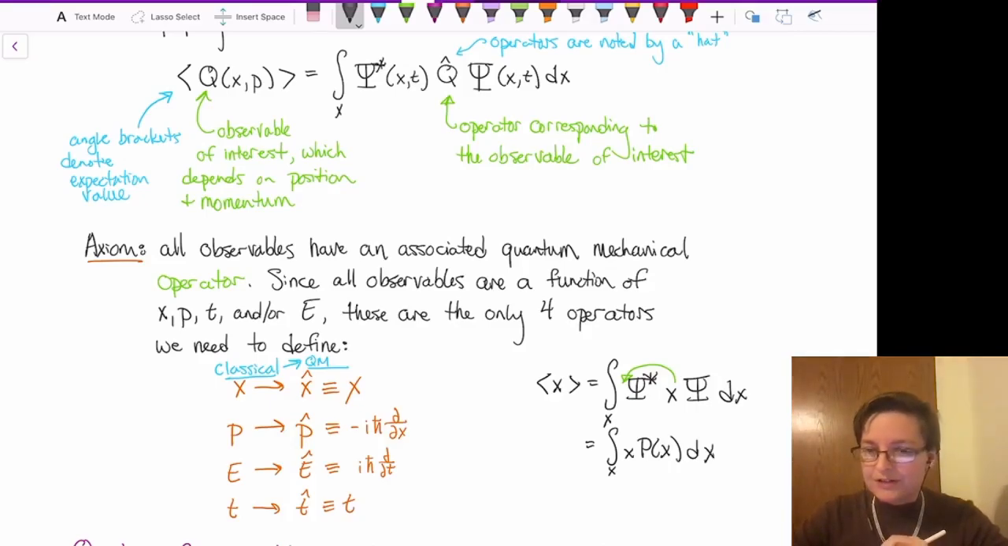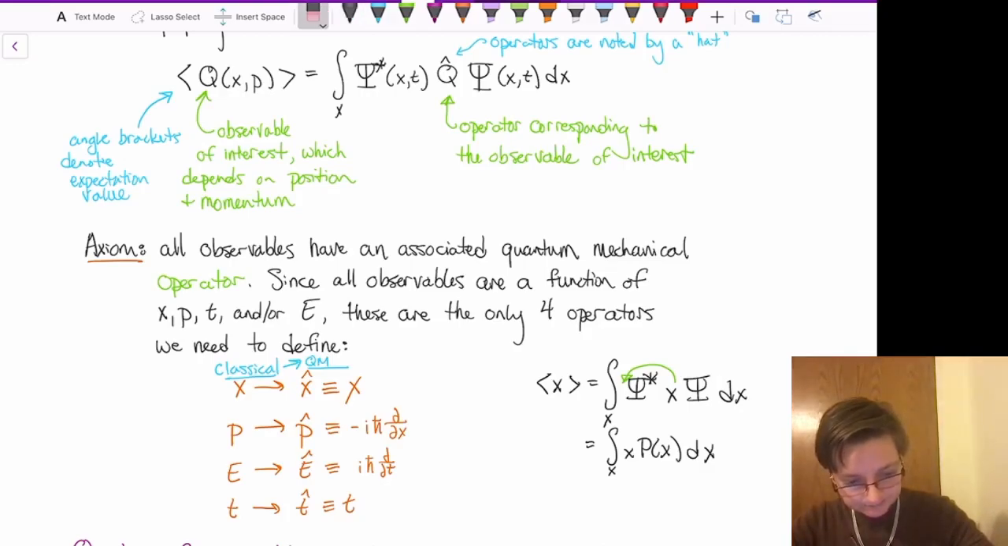Not all operators are going to let us willy-nilly move the operator around throughout the integrand, and I'll show you how in just a second. But for x, it's just multiplication like you're used to in your math class, and so there's no reason we can't move the operator around like we like to.